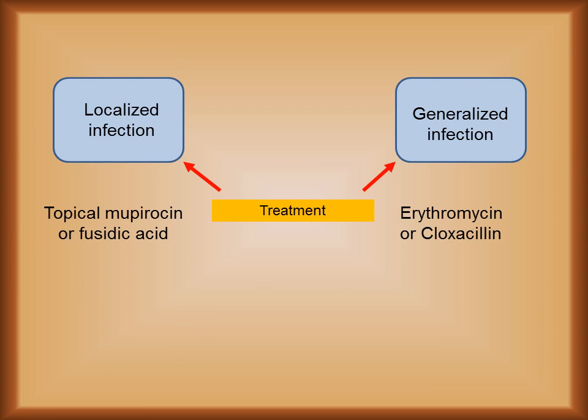Treatment is divided into localized or generalized infections. Localized infection can be treated with topical mupirocin or fusidic acid. On the other hand, generalized infection can be treated with oral or intravenous cloxacillin or erythromycin.